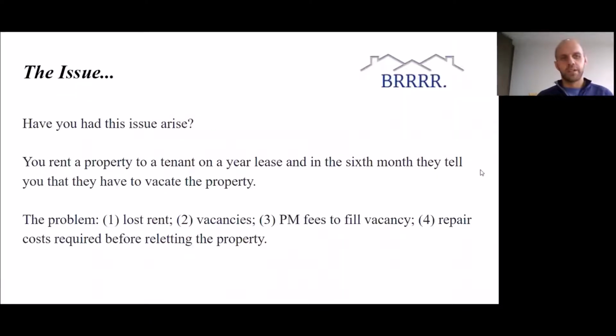What's the issue? Have you had this arise? You rent a property to a tenant on a 1-year lease, and in the 6th month they tell you they have to vacate the property. What does this lead to? Obviously lost rent. You're basically out until you find a new tenant. Vacancies, which contribute to that lost rent. If you're using a property manager, often this means that you now have to pay a property manager a fee for finding you their next new tenant, which is often equal to 1 month's rent.